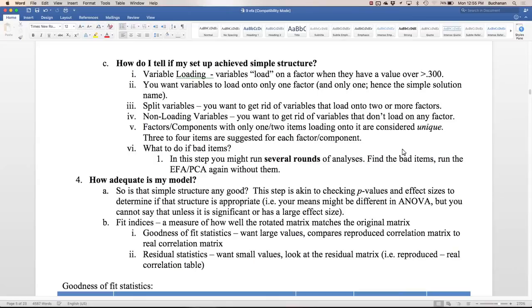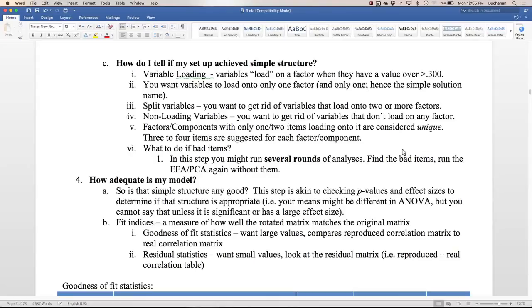The other problem you can run into is when you have a factor that only ends up with 2 items, or 1 or 2 items. Then you need to cut out that factor completely. And that's generally called overfactoring. You have too many factors. So let's say you tried to run 6, and on factors 5 and 6 there was only one question. I would cut out those factors and try it again.